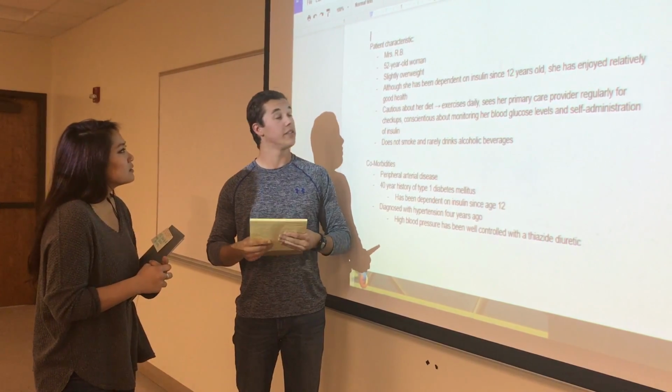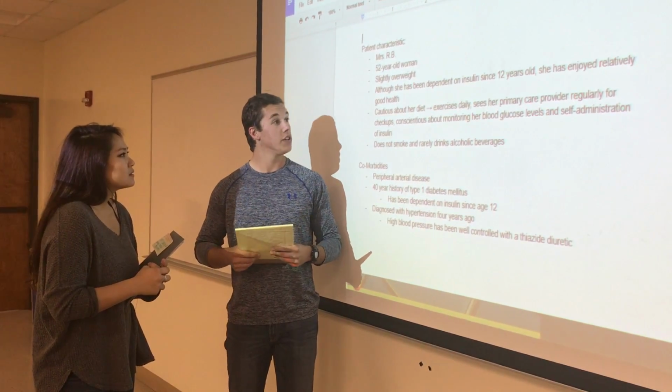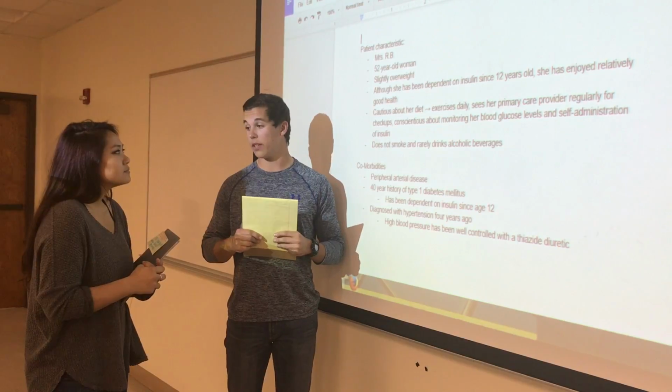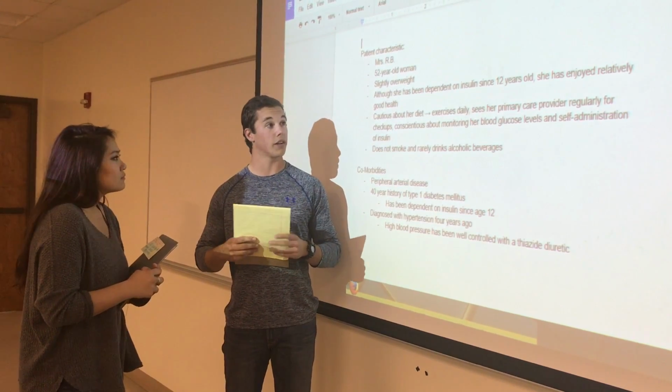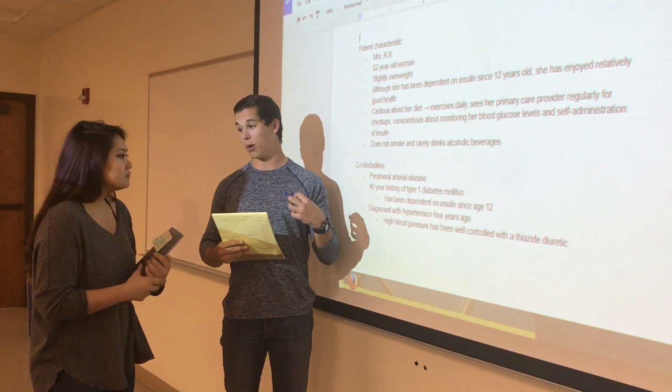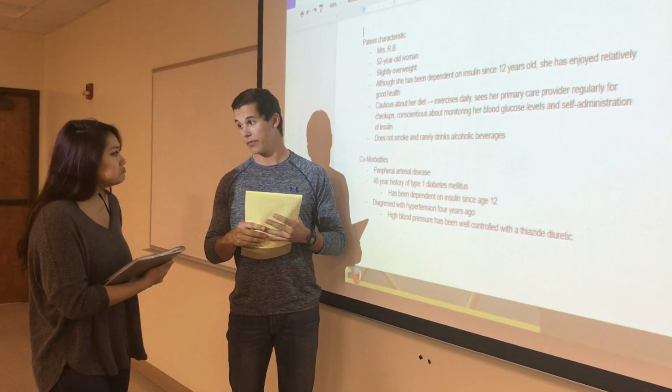Patient, Mrs. RB. She's a 52-year-old woman who is diagnosed with type 1 diabetes mellitus. She was also diagnosed with hypertension 4 years ago. According to her son, a couple days ago, she walked 5 blocks to the grocery store, came home with a big open wound on her foot that was very black and blue.